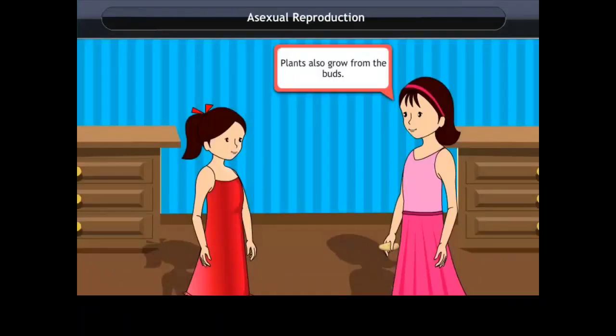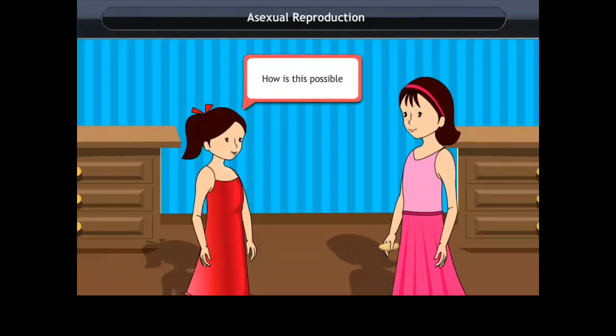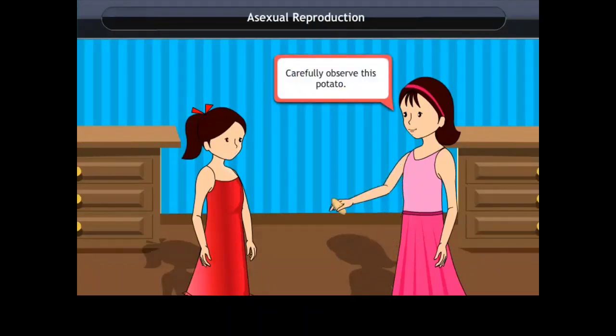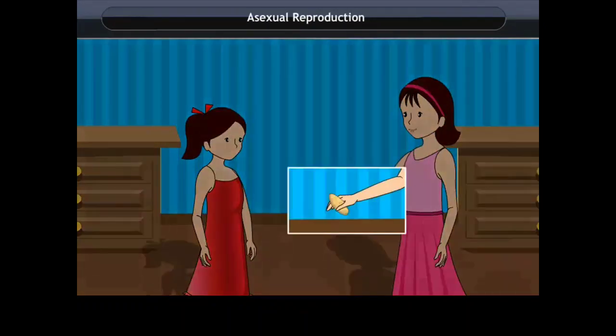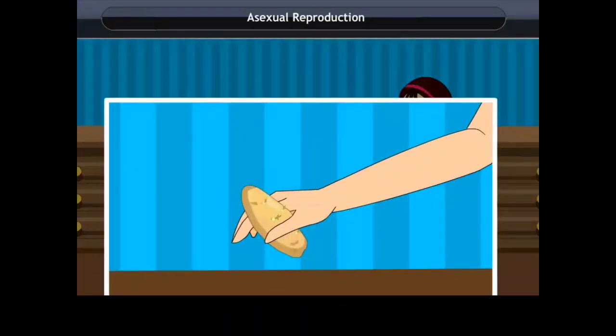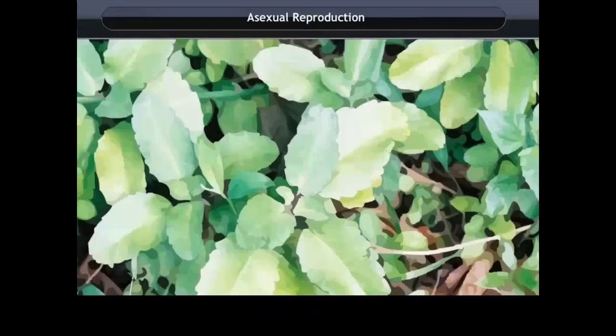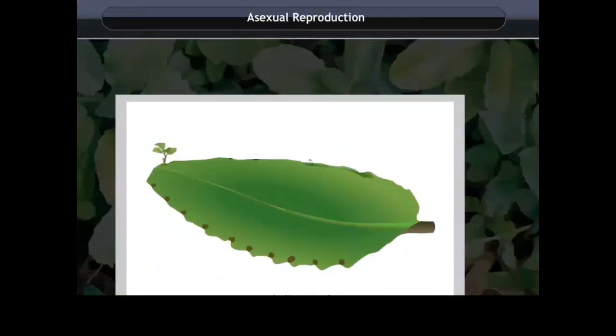Plants also grow from buds. How is this possible? Carefully observe this potato. Can you see small scars or eyes on it? Well, this can also give rise to a new plant. The bryophyllum leaf has buds on the margin of the leaves. When this leaf falls on moist ground, new leaves develop from it.